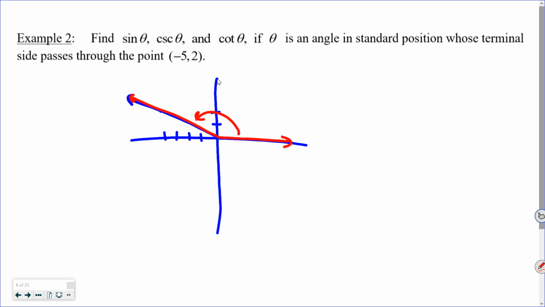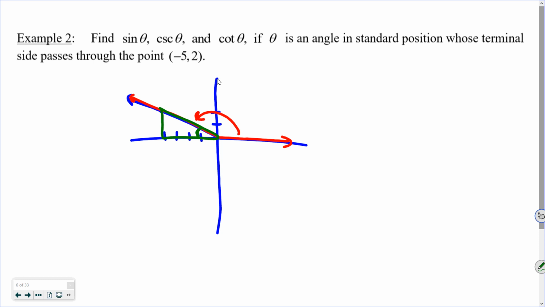What we're going to do is just form a triangle. Now when you form the triangle, you use the reference angle. The reference angle is always between the terminal side and the x-axis that it's closest to. So in this case, that is my reference angle I'm going to use. This is my triangle I'm going to form, and that's the triangle we're going to use to find the sine, cosecant, and cotangent.